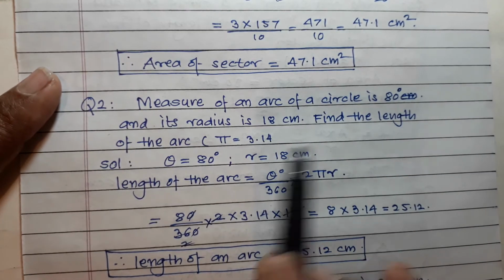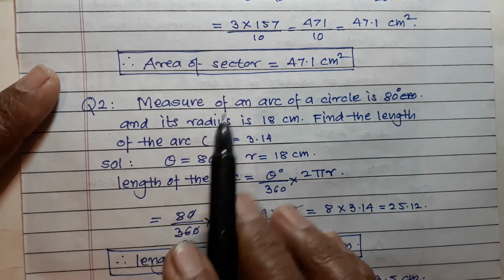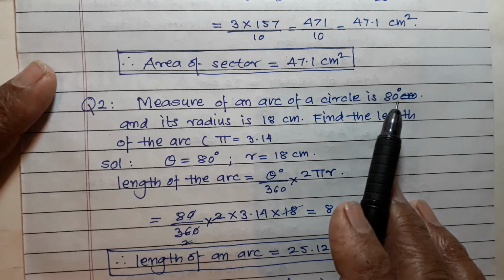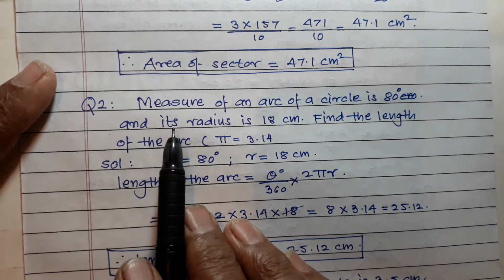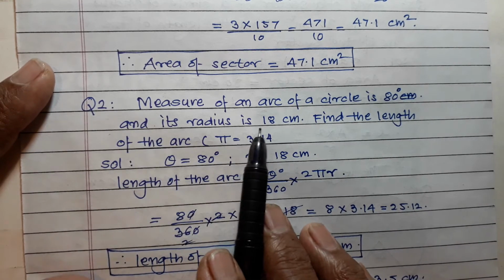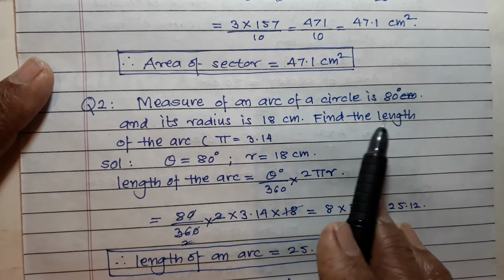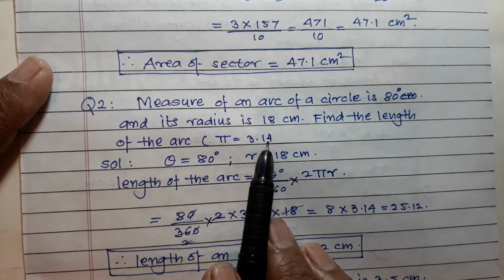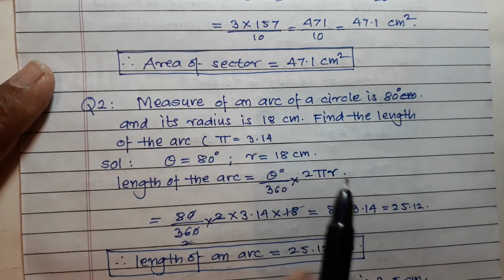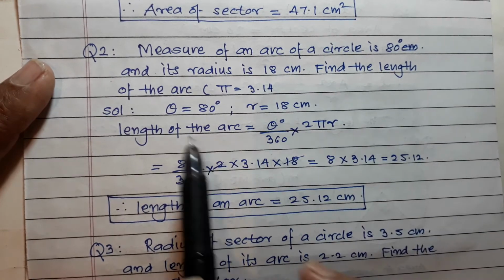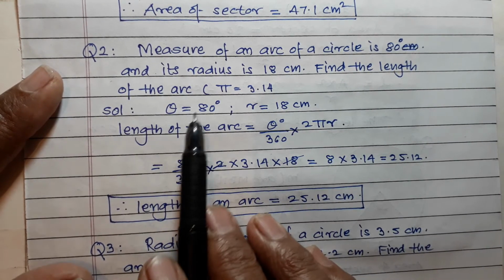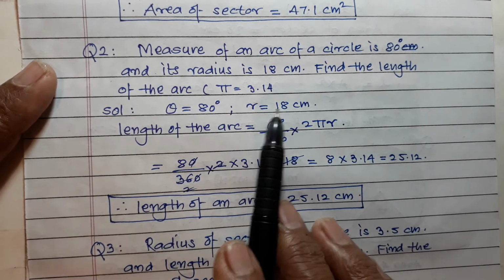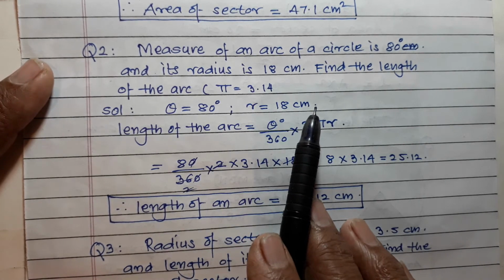Question number 2. Measure of an arc of a circle is 80 degree and its radius is equal to 18 centimeter. Find the length of the arc. Pi is equal to 3.14. Okay. Now in this example, theta is equal to 80 degree given and r is equal to 18 centimeter.